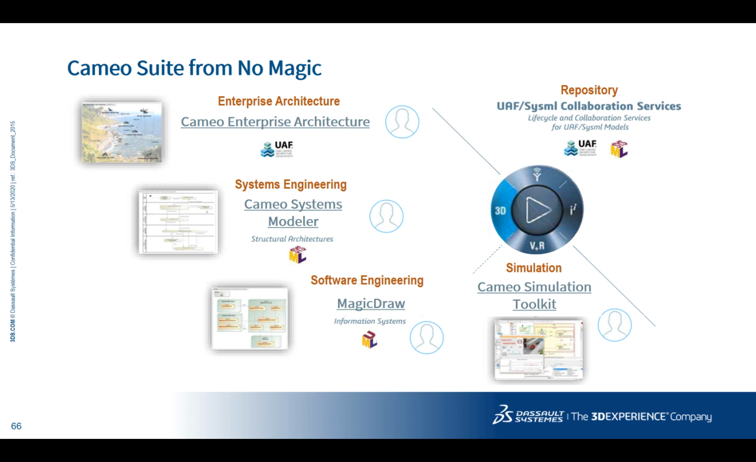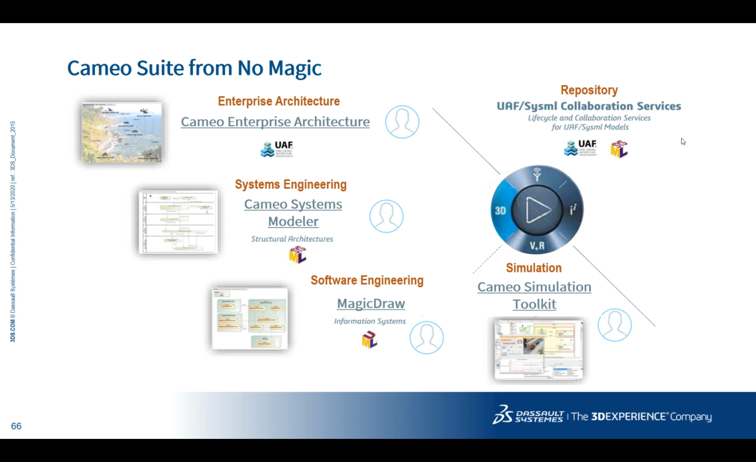And here you can see the legacy product portfolio, known as CAMEO Suite from NoMagic. All the products actually are the same, just have slightly different names. CAMEO Enterprise Architecture for building enterprise architectures, CAMEO Systems Modeler for systems engineering, MagicDraw for software engineering, CAMEO Simulation Toolkit for executing the models, and of course the software for collaborative modeling and model review.